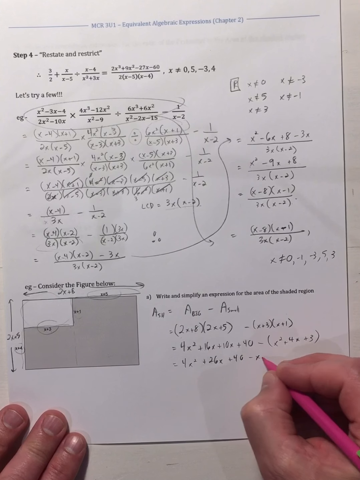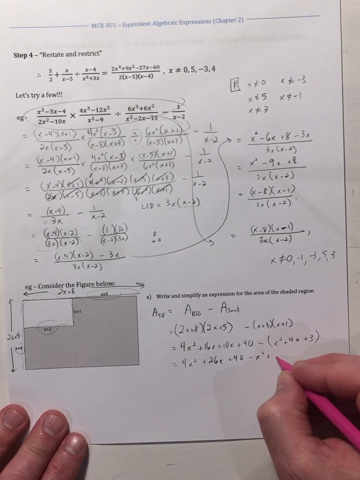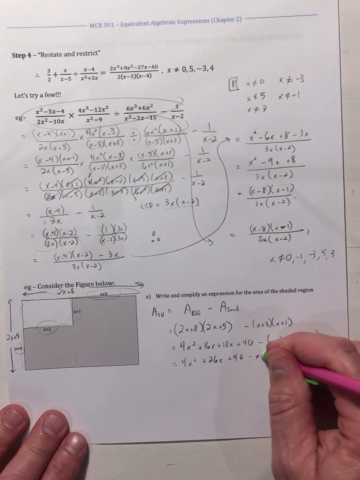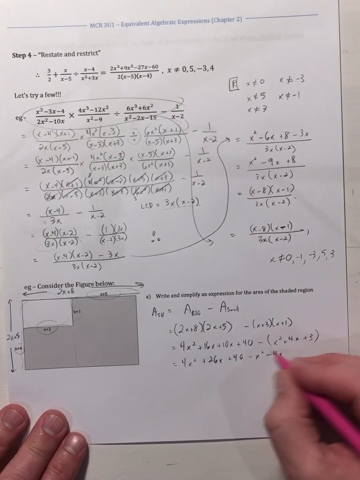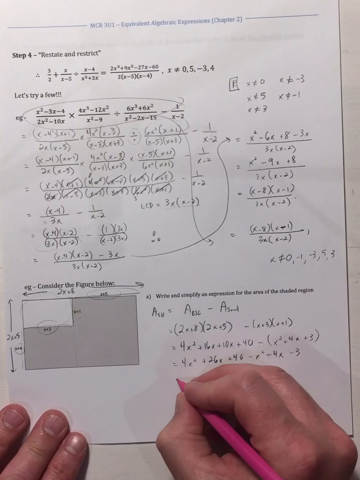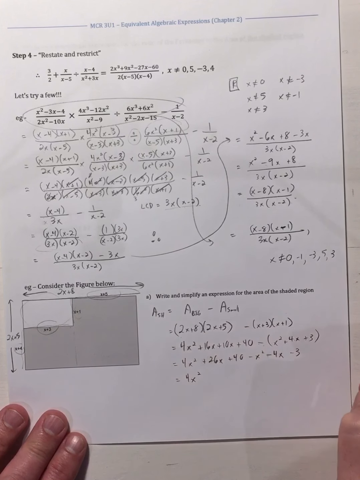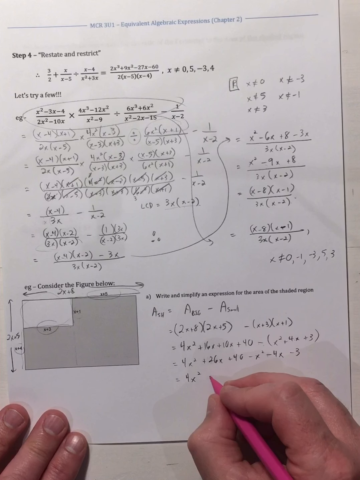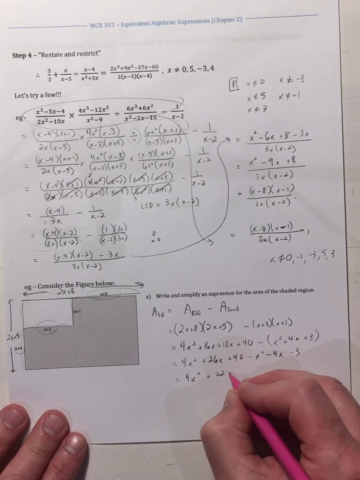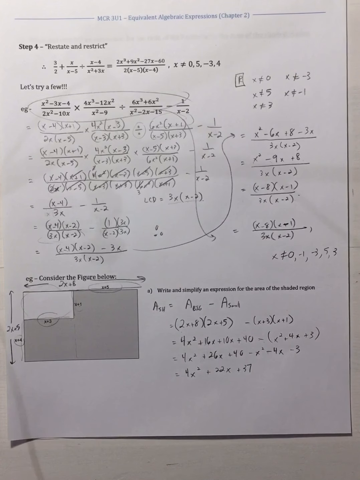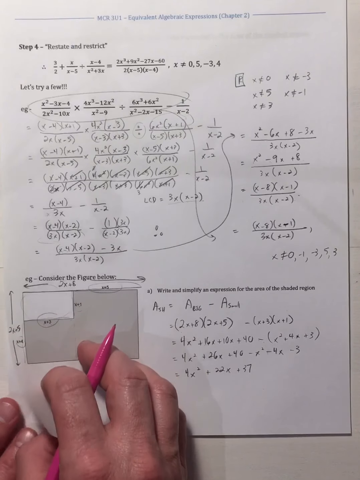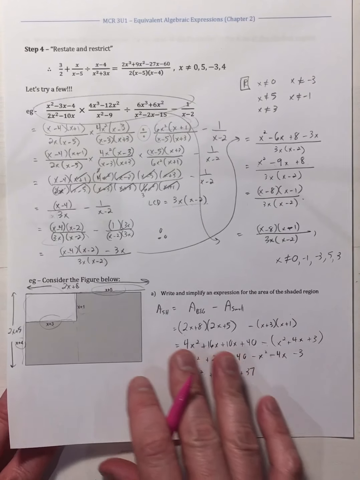And then distribute this through: minus x squared, minus 4x, a negative times 4x, and then a negative times 3 is minus 3. And so I'm left with 4x squared, 26 minus 4 is plus 22x, and then plus 37. So that is an expression for the area of the shaded region. And that's all they wanted us to do in A.